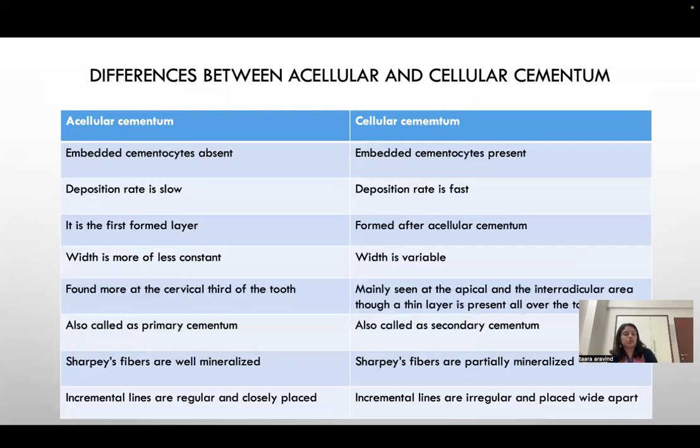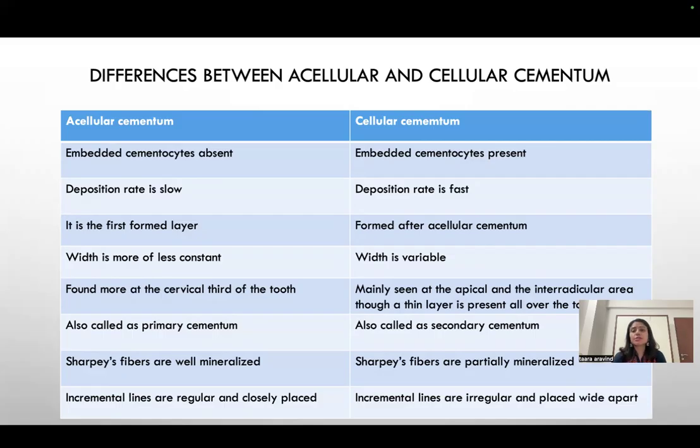So this is the difference between acellular and cellular cementum. Acellular means no cementocytes. Acellular deposition rate is slow. It's the first formed layer found more at the cervical third of the tooth, also known as primary cementum. Sharpey's fibers are well mineralized. Incremental lines are regular and closely placed.